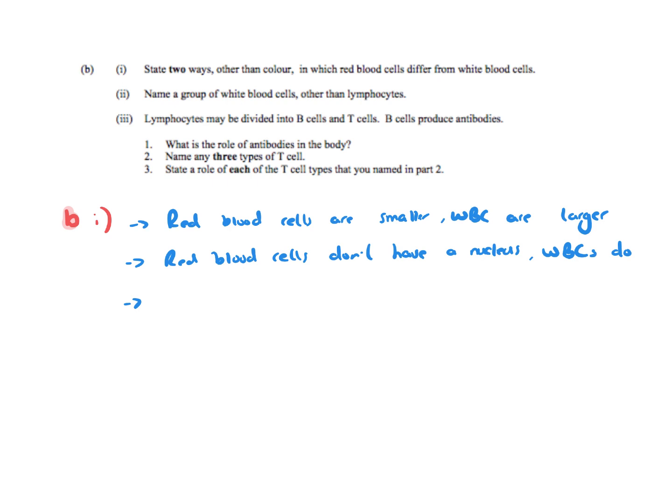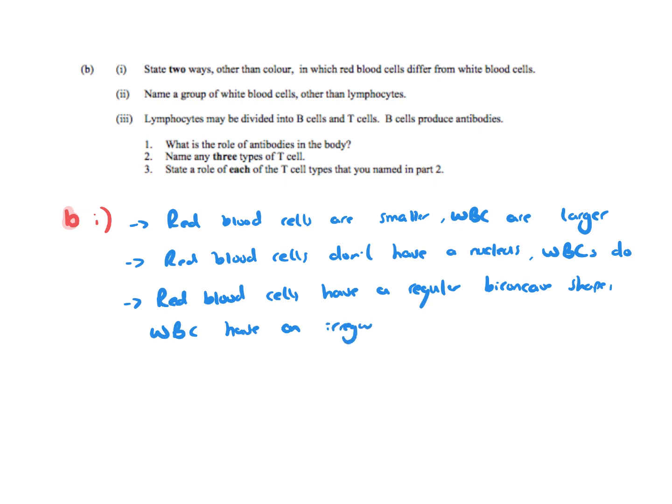I know we were only asked for 2 there, but you could say about the shape. So red blood cells have a regular biconcave shape. White blood cells have an irregular shape. Okay, so there's loads there that you can choose from.